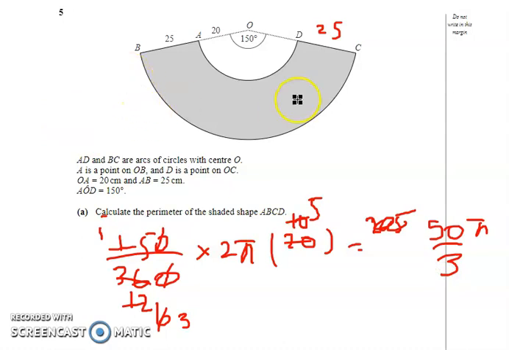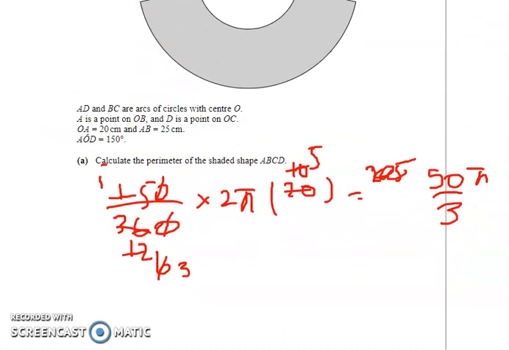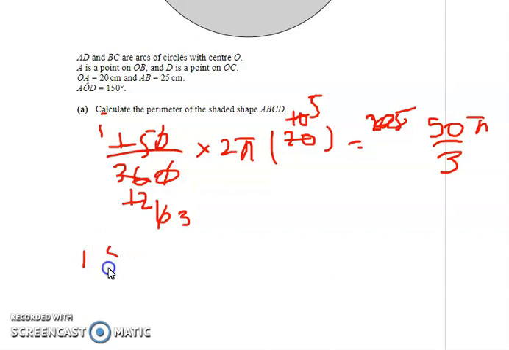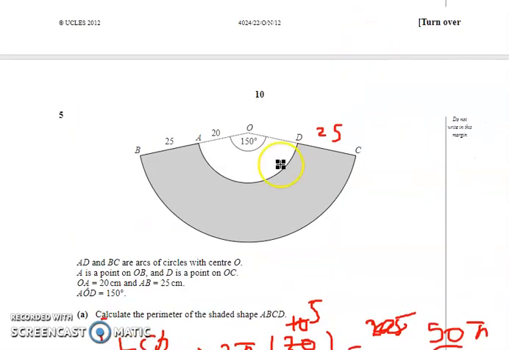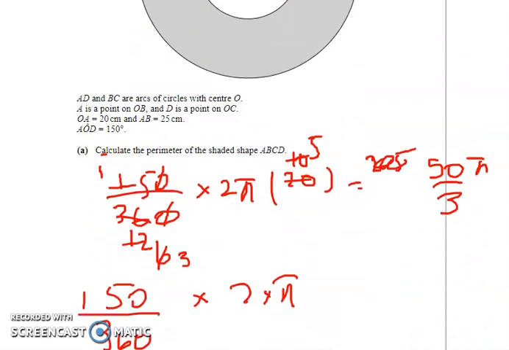Now we need to find BC, length of arc BC. So that is again 150 upon 360, but what would change? The radius would change into 2 pi r. And what is my r? My r will be 20 plus 25, that is 45.